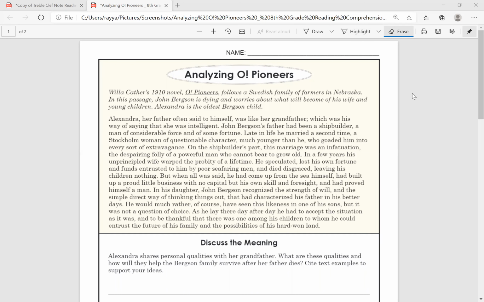Today, during my tutoring session, we went over techniques that you can use to help you analyze passages and then respond to questions about them. One of the passages that we were looking at was this one right here, Analyzing O Pioneers.